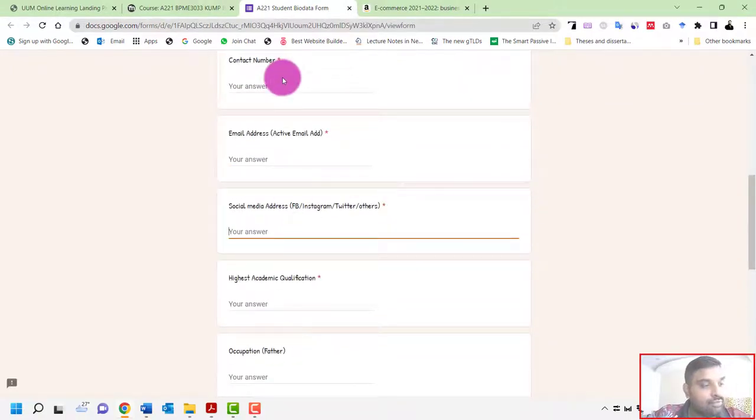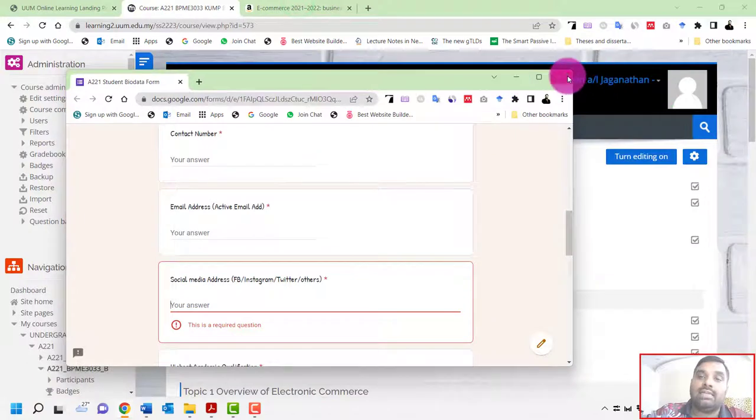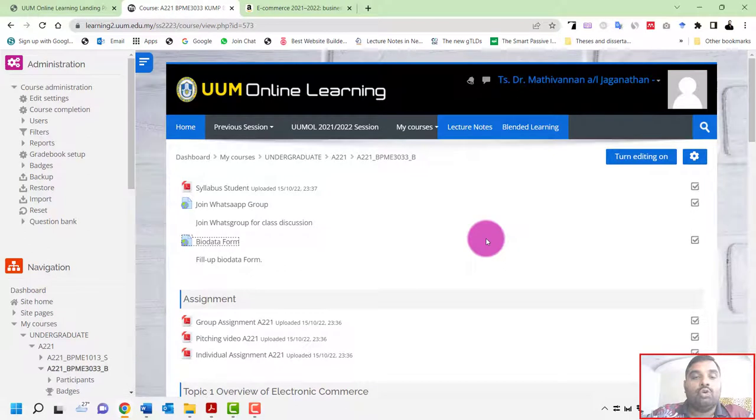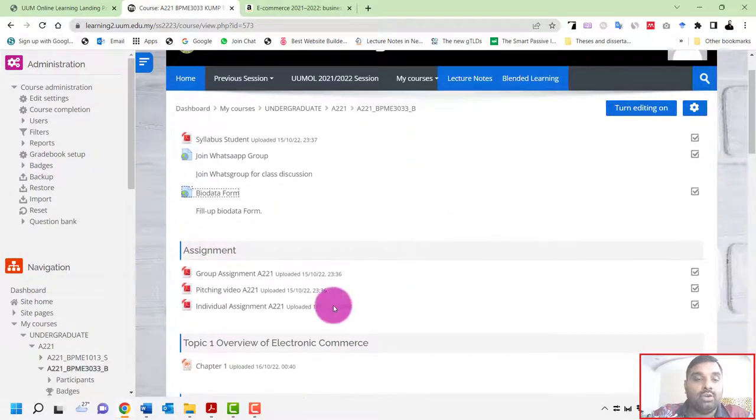It's a very important thing you have to do before you understand the syllabus. For your information, all the notes, group assignment submission, group assignment, individual assignment, and everything you have to do has been uploaded here, even your chapter 1 notes and so on. Each material from the class, you have to obtain from UEM online learning. Clear? Okay, let me move to the syllabus.